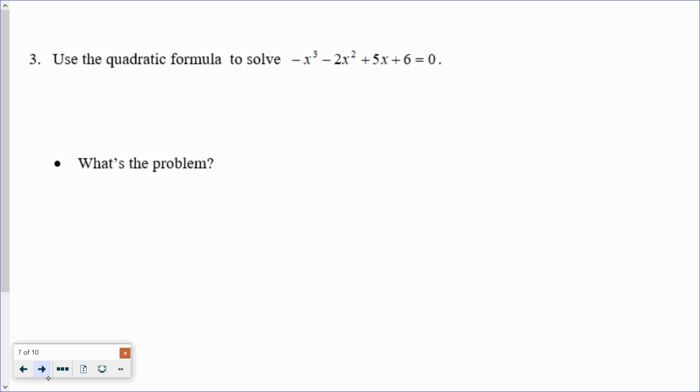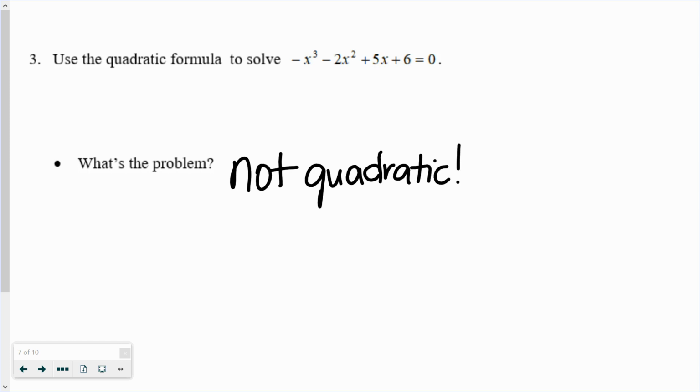So use the quadratic formula to solve negative x cubed minus 2x squared plus 5x plus 6 equals 0. What's the problem? It's not a quadratic. You can't use the quadratic formula if we have a cubic function or a cubic equation. So you can't use that quadratic formula for something that's not a quadratic. You can't solve a cubic by it.